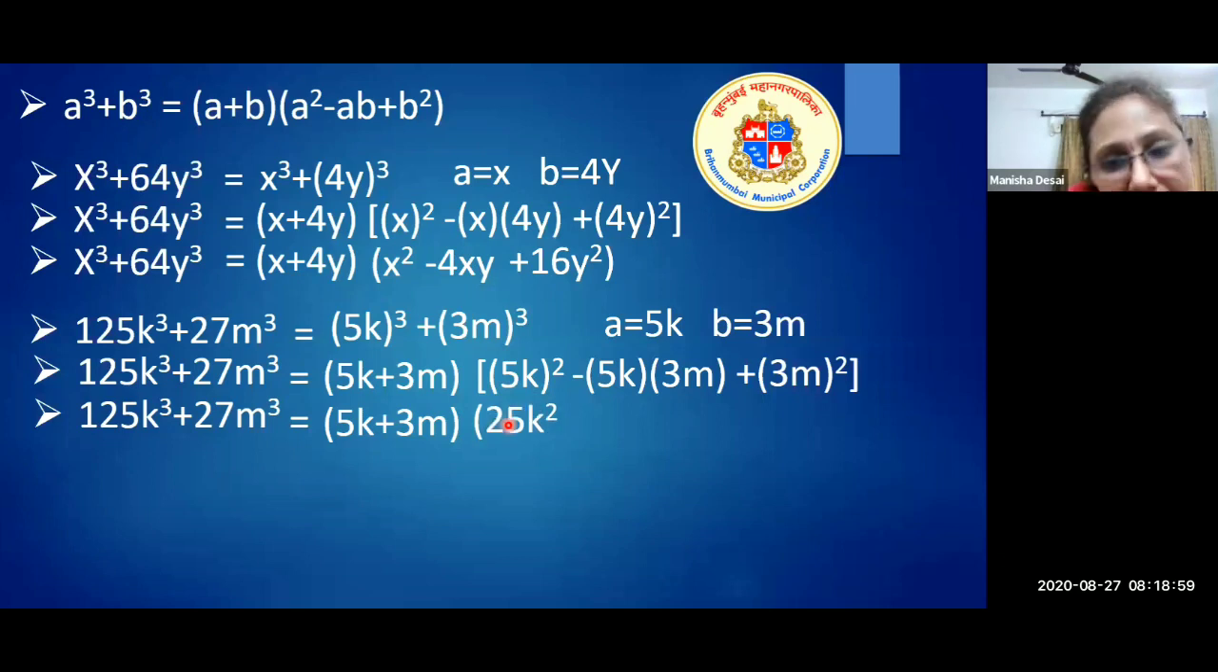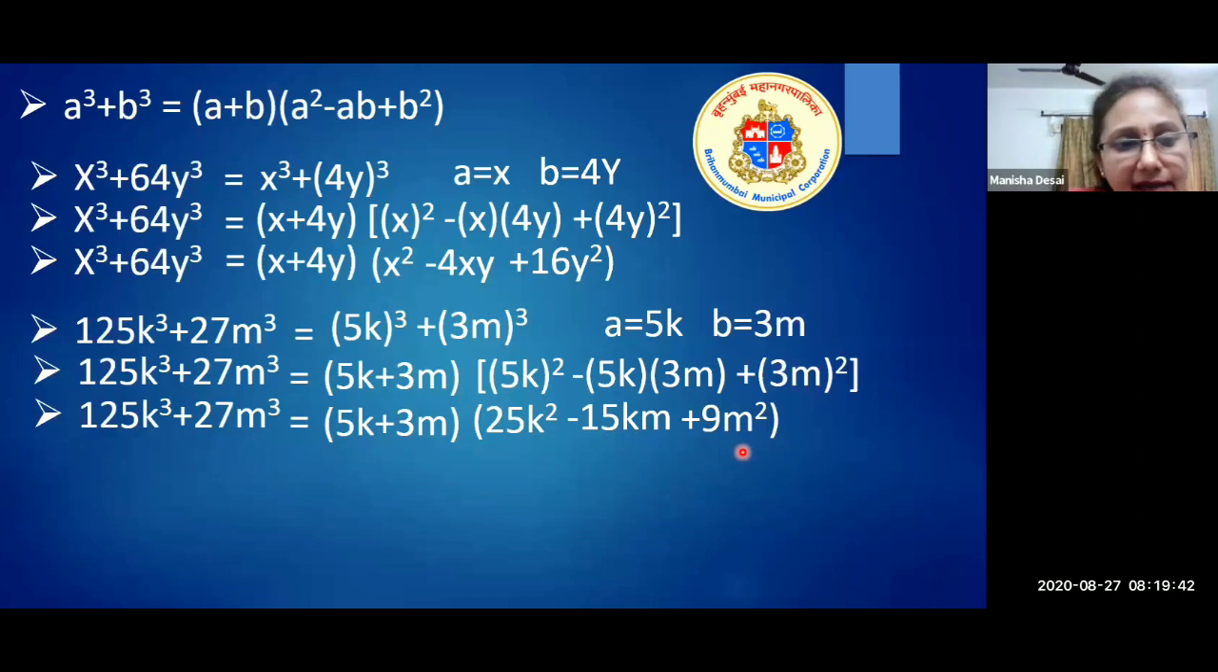(5k) the whole square, what will be the answer? 25k square. Then 5 into 3, what is 5 into 3? 15. Minus 15km. Very good. And plus (3m) the whole square will become 9m square. Very good. So we can say that the factorization of 125k cube plus 27m cube is (5k plus 3m) into bracket 25k square minus 15km plus 9m square.